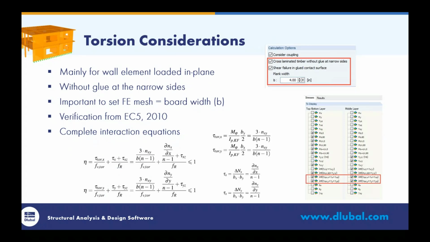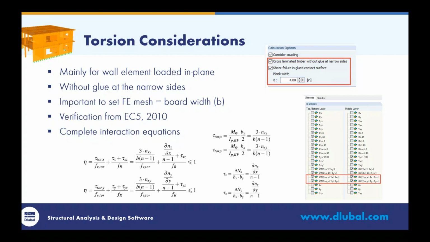The third check here is for torsion considerations, and it is shear failure in the glued contact surface. Now, this is mainly for wall elements loaded in plane. So perhaps a floor element, we're not so concerned with torsion, but a wall element, we certainly could be. This torsion check is only available when we do not have glue at the narrow sides. It is recommended to set the FE mesh of your wall elements, or whichever panels you're checking for torsion, approximately equal to the board width.